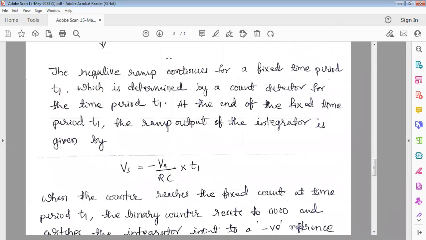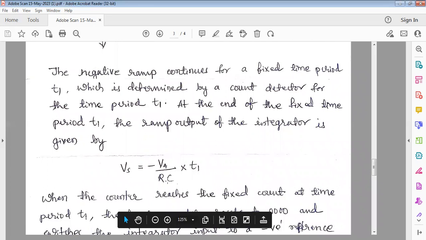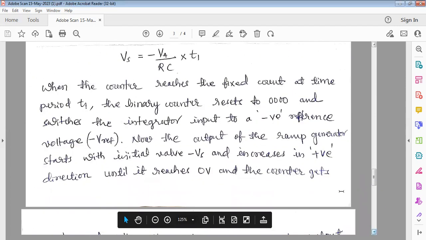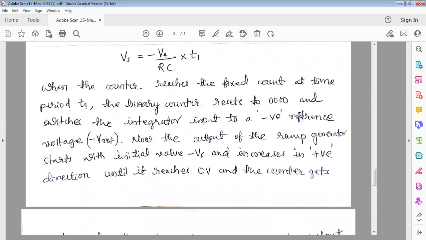The negative ramp continues for a fixed time period T1, which is determined by the count detector for the time period T1. At the end of the fixed time T1, the ramp output of the integrator is given by this equation, Vs is equal to minus VA upon RC into T1. Next, when the counter reaches the fixed count at time period T1, the binary counter resets to 0 and switches the integrator input to a negative reference voltage, minus VREF.